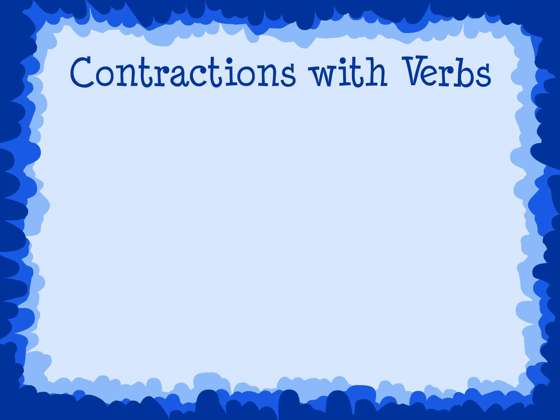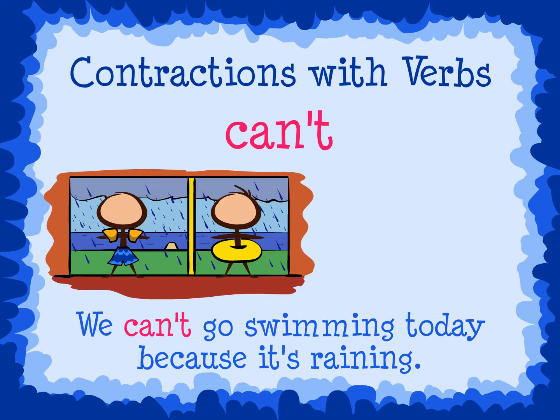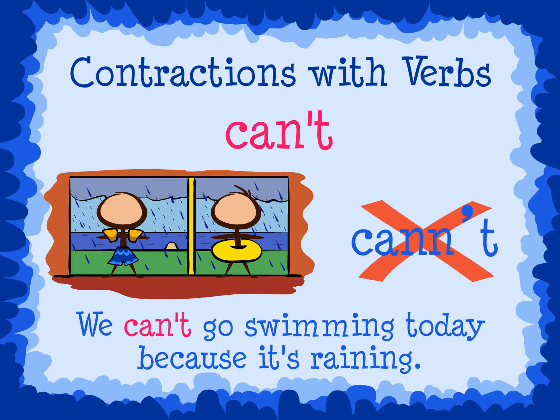And the second word is can't, as in we can't go swimming today because it's raining. Can't is the contraction for the words can, not. It is not written as can'nt with two N's. This is not correct.